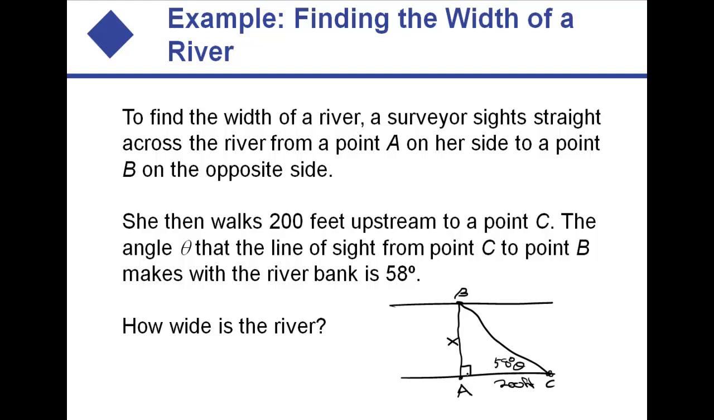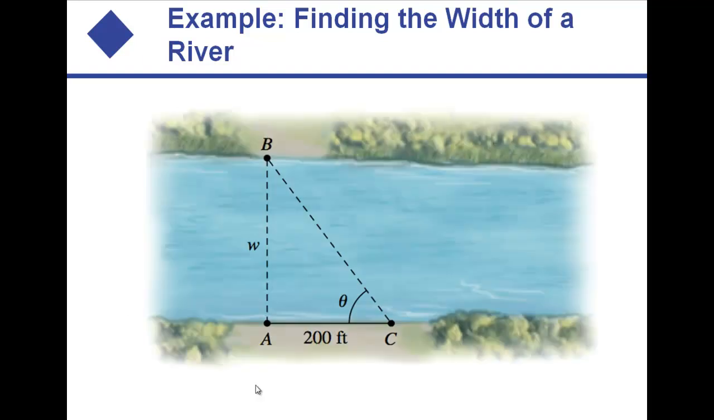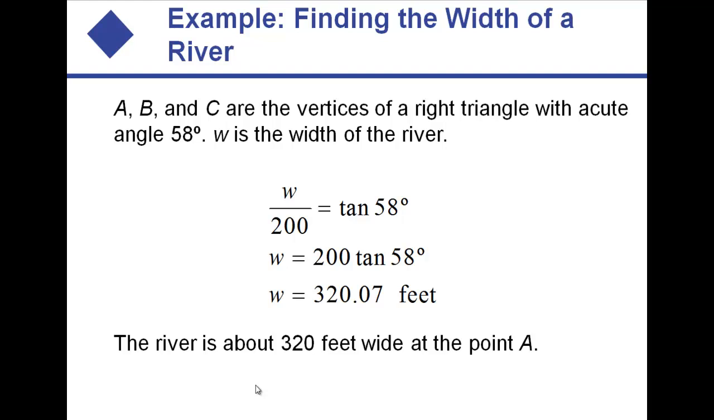That's a right triangle, right? Because remember we sighted straight across, so at a perpendicular angle. And now which trig function would relate x to our known piece of information here? And hopefully you're all screaming at me, it's tangent. Yes, it is. Tangent of 58 is opposite over adjacent, or 200 tan 58 equals x. There's a much prettier picture. There's the same setup and the answer of roughly 320 feet.